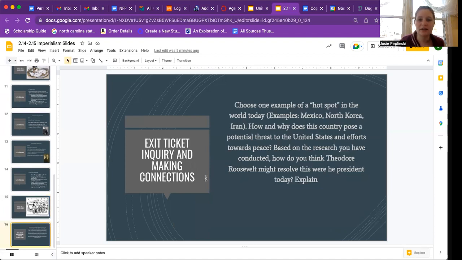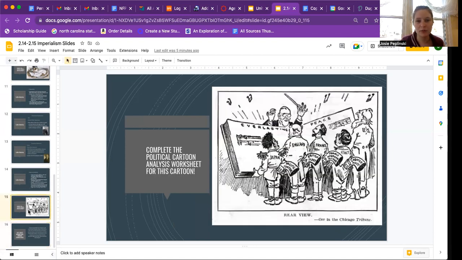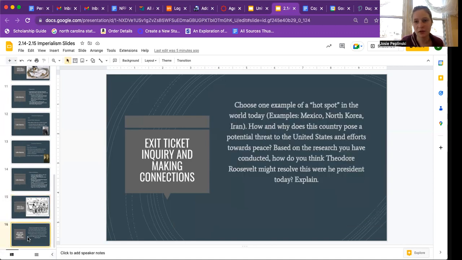Your exit ticket for today, after we do the political cartoon analysis, is to choose one example of a hot spot in the world today, such as Mexico, North Korea, or Iran. How and why does this country pose a potential threat to the United States and efforts towards peace? Conduct some research. And based on that research, how do you think Teddy Roosevelt might resolve this if he were president today? Why?